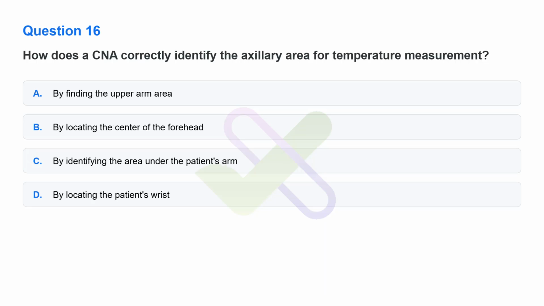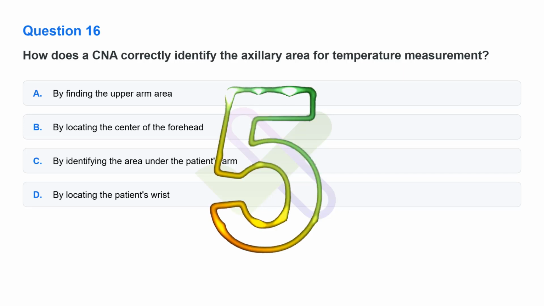How does a CNA correctly identify the axillary area for temperature measurement? A. By finding the upper arm area. B. By locating the center of the forehead. C. By identifying the area under the patient's arm. D. By locating the patient's wrist.